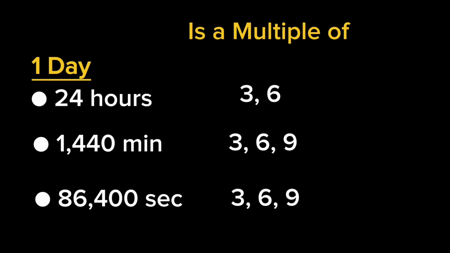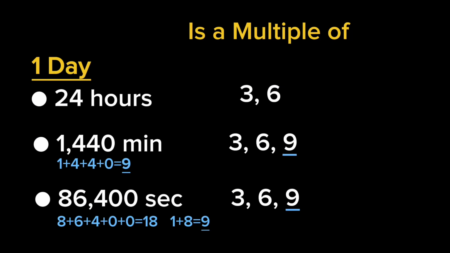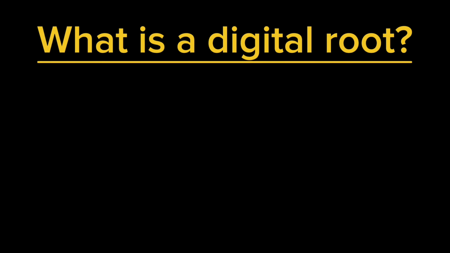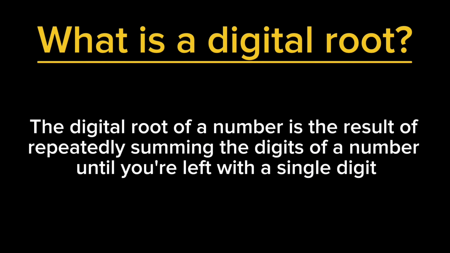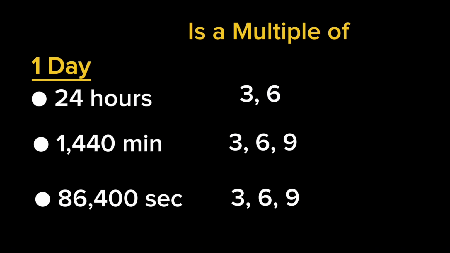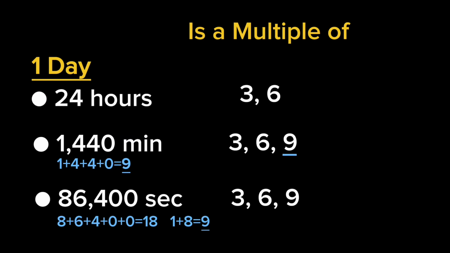Notice too how every number that is a multiple of 9 has a digital root of 9 as well. So what is a digital root? The digital root of a number is the result of repeatedly summing the digits of a number until you're left with a single digit. So in the case of 1,440, we add 1 plus 4 plus 4 plus 0 to get 9, and with 86,400, we add 8 plus 6 plus 4 plus 0 to get 18, and then we add 1 plus 8 to get 9 again.